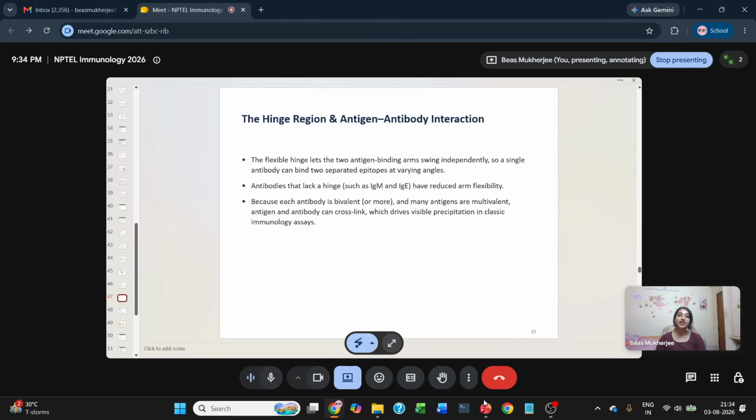The hinge region and antigen-antibody interactions. The flexible hinge region lets the two antigen-binding arms swing independently, so a single antibody can bind to two epitopes at varying angles. So let's say these are the two arms of this particular antibody. This can bind to one epitope, this can bind to one epitope. That is why it is called divalent.